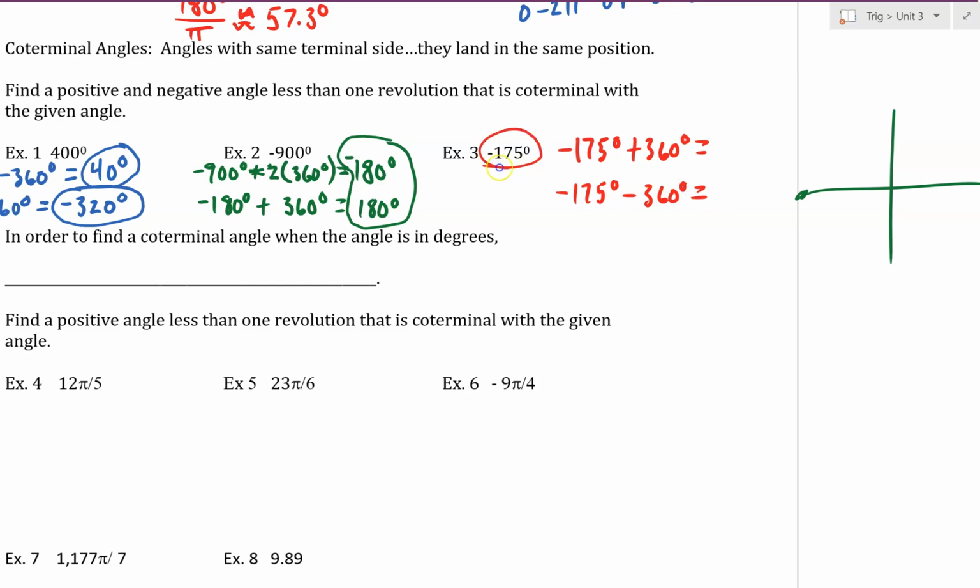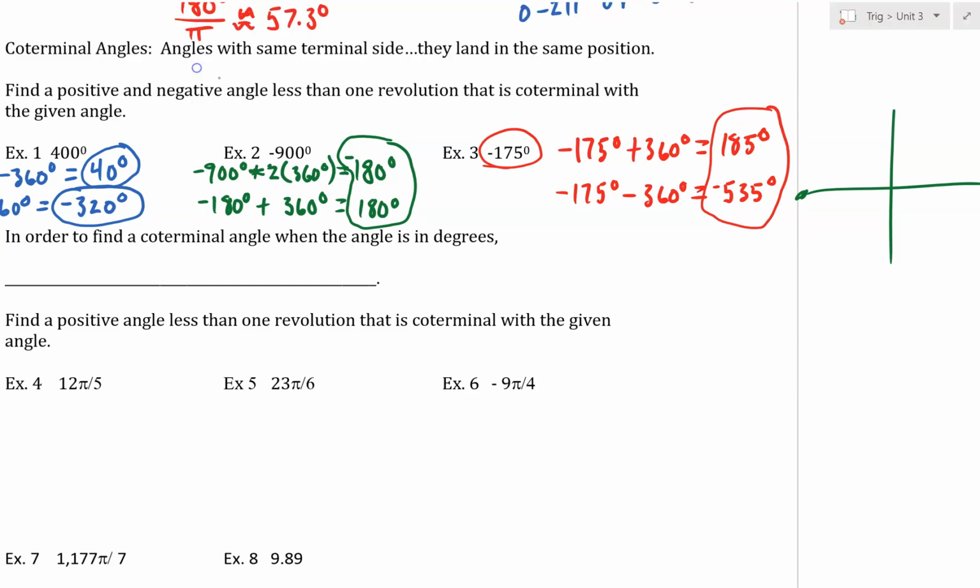But remember, this is already within 1 revolution negative. So that one wouldn't really change too much. This is 185 degrees. And the other one would be negative 535 degrees. So here would be my 2 answers.